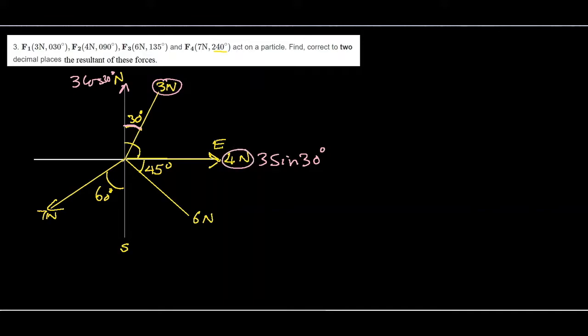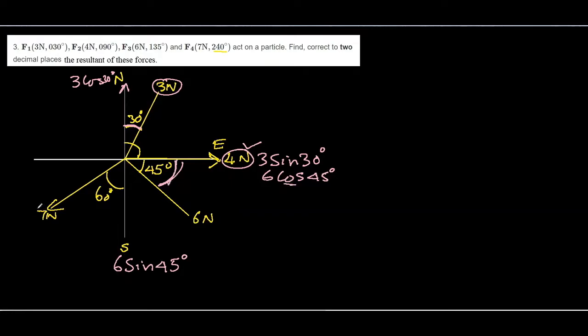Now, let's go to 4 newton. Since this is along the east-west direction, towards east, no component is needed. 4 newton is 4 newton in this direction. 6 newton, because there is a 45-degree angle here, the cos will be in this direction. So it will be 6 cos 45 degrees in the eastern direction. And the opposite is here, 6 sine 45 degrees. Right? Because the angle was here, cos.